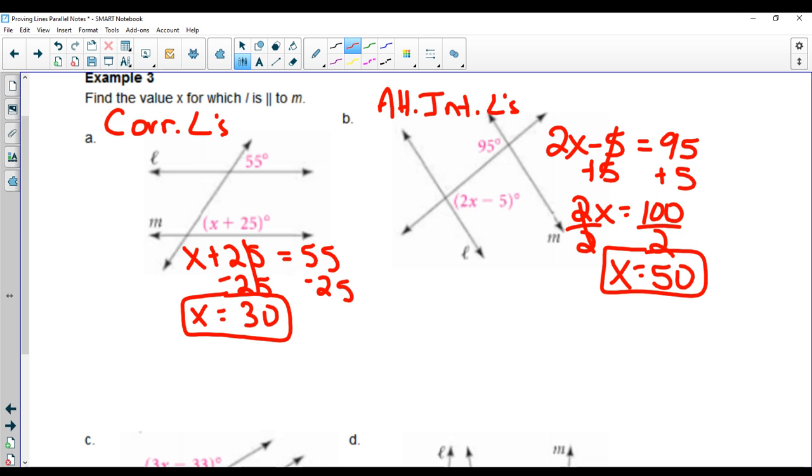So when x is 50, we can say that L and M are parallel. And if x was anything but 50, it wouldn't work.